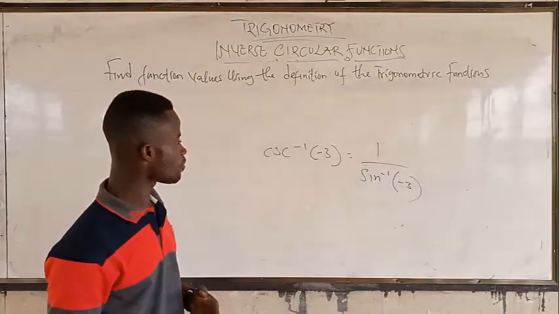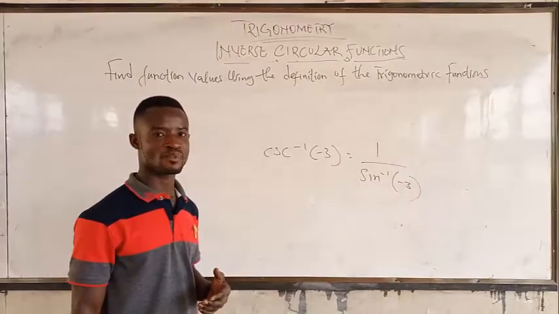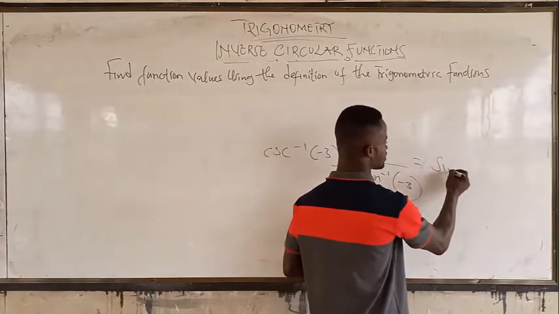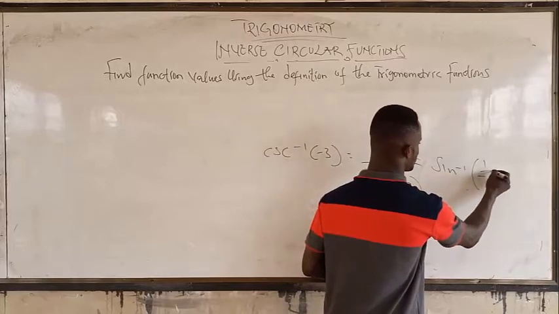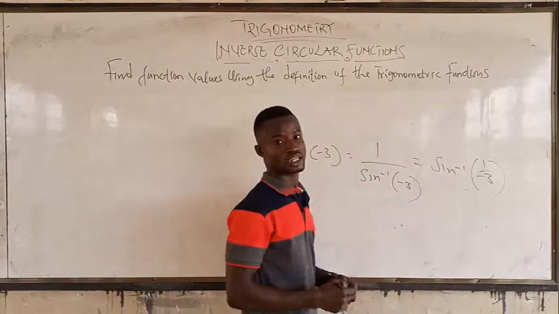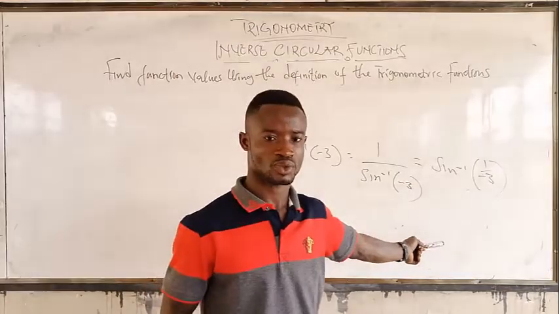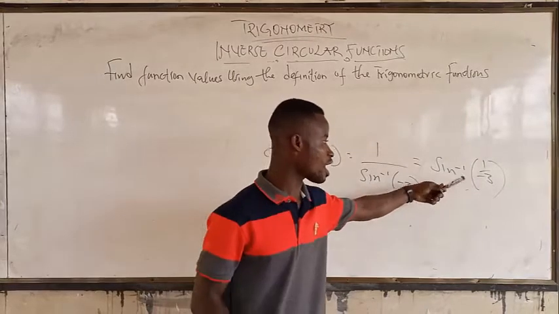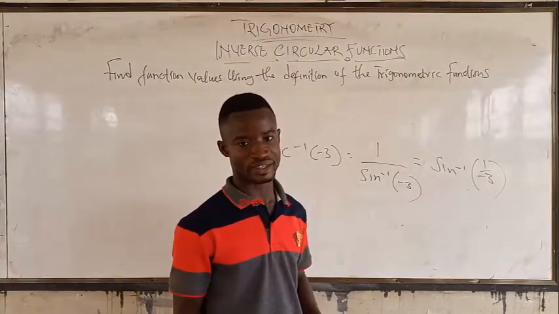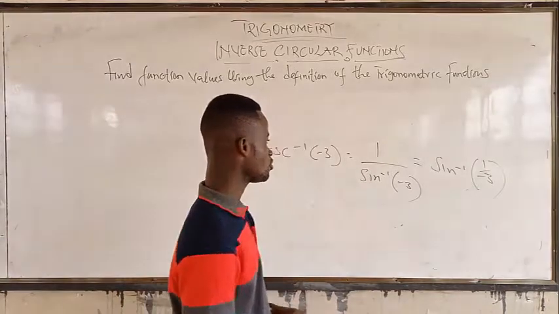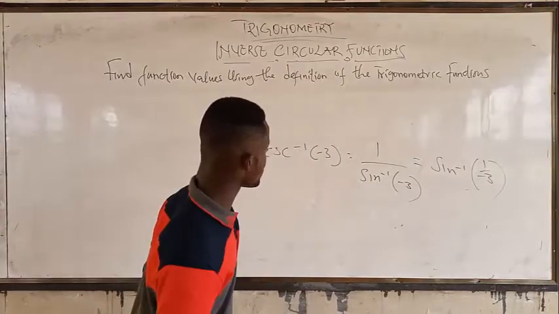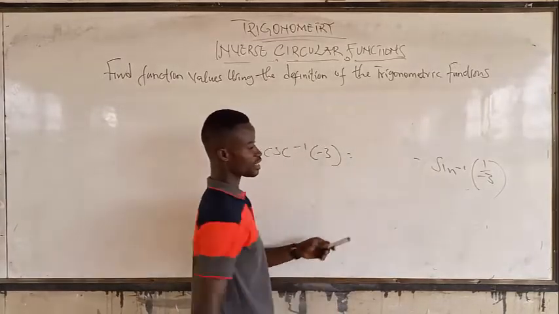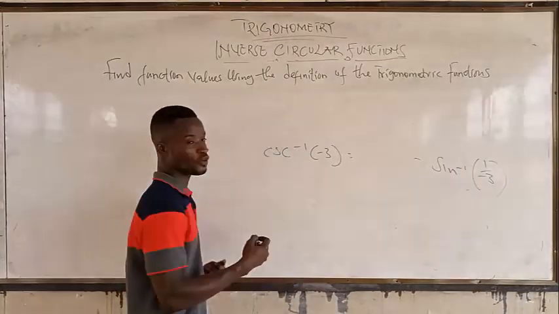Another concept is also that this one is the same as writing it as sine inverse of 1 over -3. You can write cosec inverse of -3 as this or as that, and you get the same answer. Very good. So in case you get confused, just go straight to the point. You ignore this and take that.